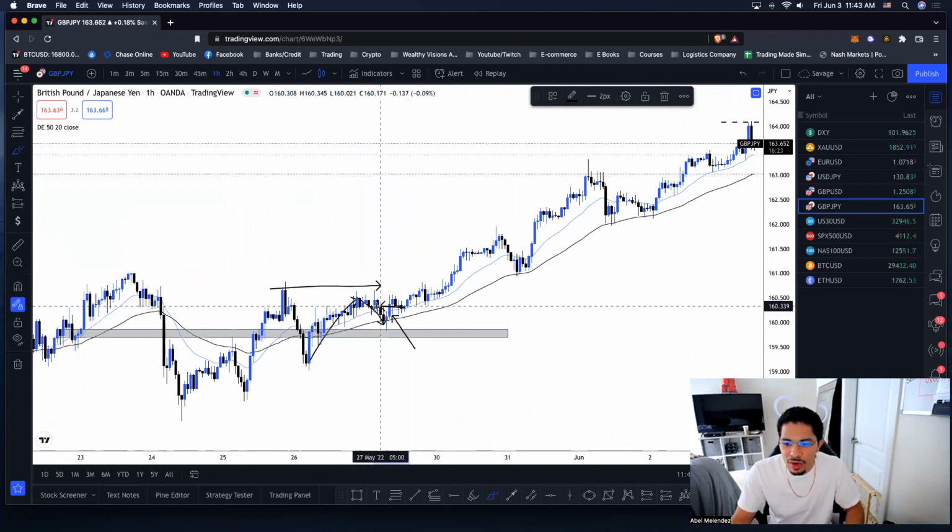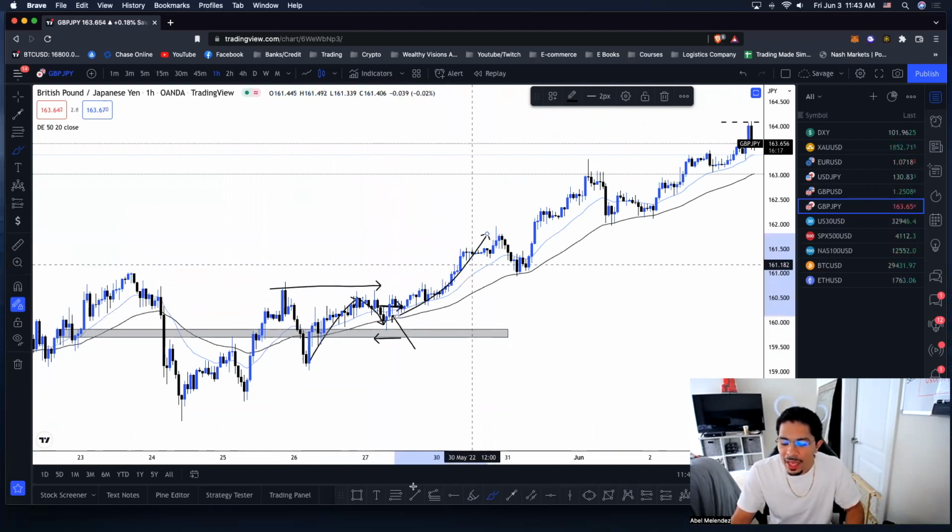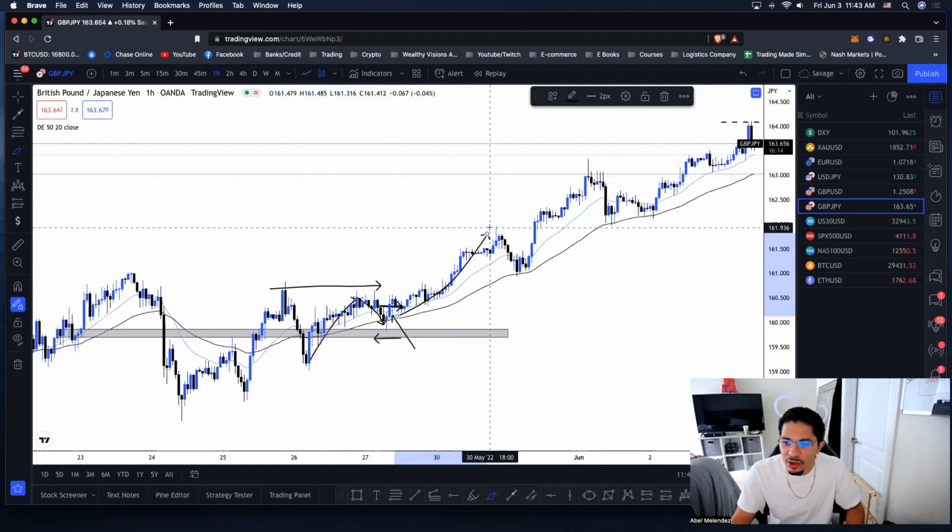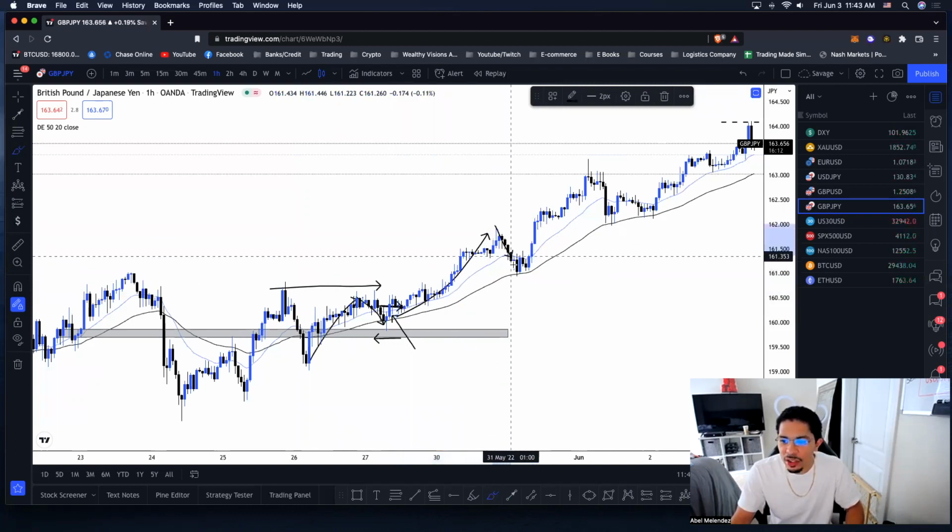So you could have entered right here on this break back above, stops below the newest found higher low, and then rode it out. And then look what price did, right? We ended up creating a new higher high. Wait for price to pull back down.